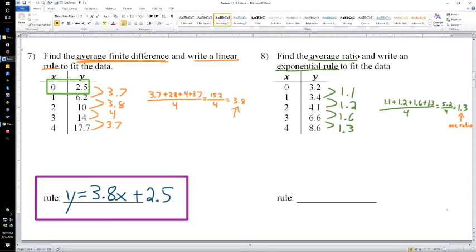Alright. And now we can write our rule. We have our average ratio and we have our starting point. So y equals 3.2 times 1.3 to the power of x. And that's it.